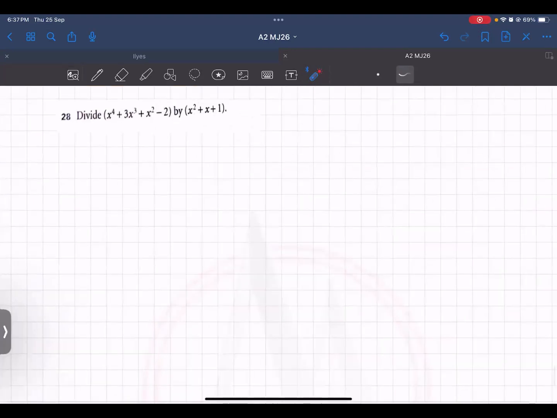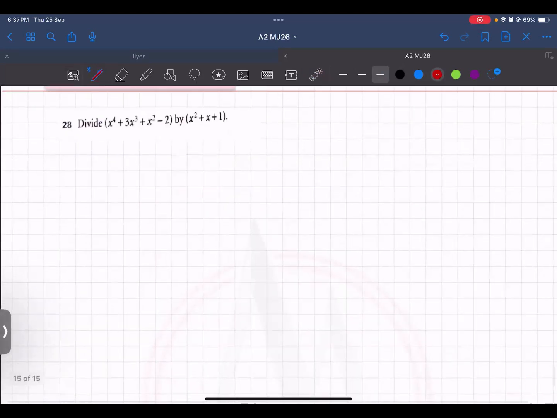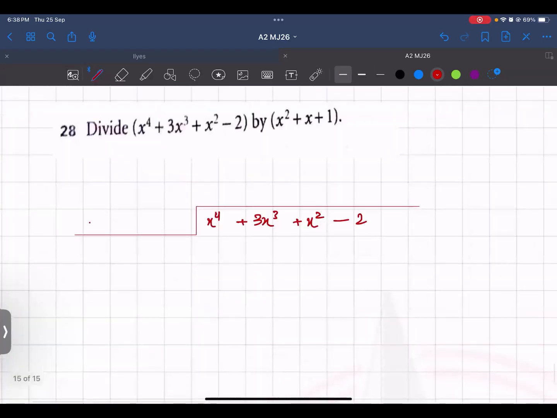But right now, to strengthen the concept of long division, we have two questions here for practice. The first asks you to divide x power 4 plus 3x cubed plus x square minus 2 by a quadratic divisor, x square plus x plus 1.